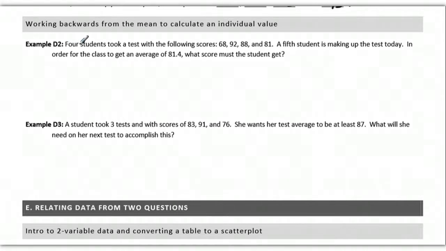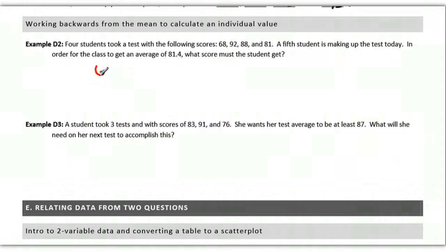So here's an example. 4 students took a test with the following scores: 68, 92, 88, and 81. A 5th student is making up the test today. If the class is going to get an average of 81.4, what score must this student get? Now the way we find averages, we add all the numbers together and divide by how many we have. So if we had these 4 numbers, we would add these 4 numbers together and divide by 4.